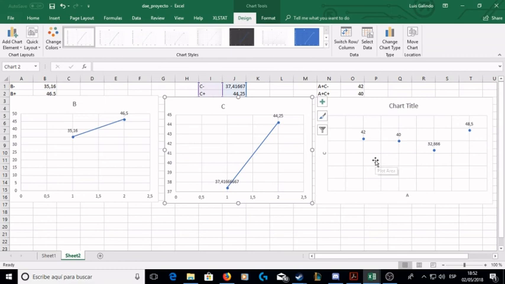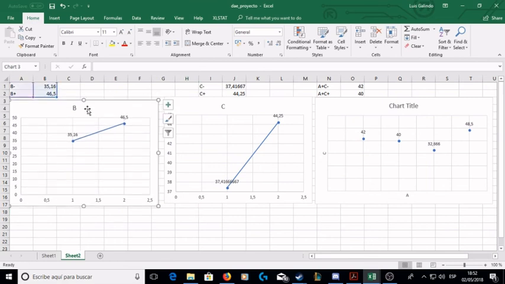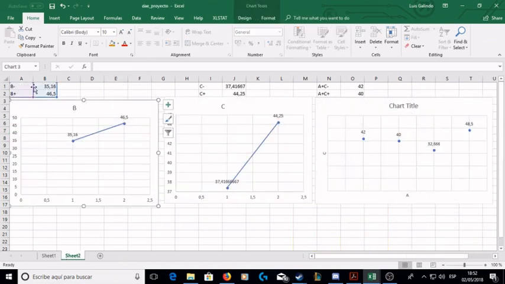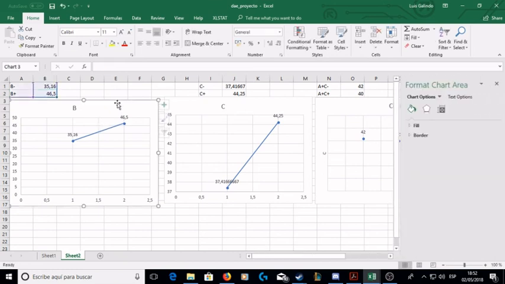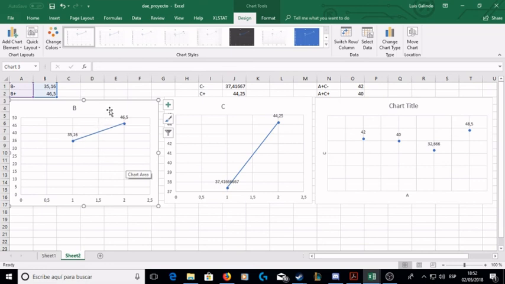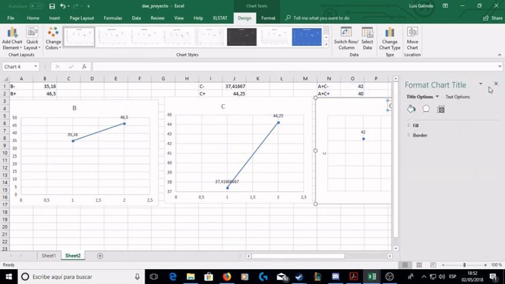As there was no obvious pattern found in the residual table, we can continue with the plots. These are done by taking the averages where B is minus and where B is plus, and just graphing it. And here we have the interaction plot for B, the interaction plot for C, and the interaction plot for AC.